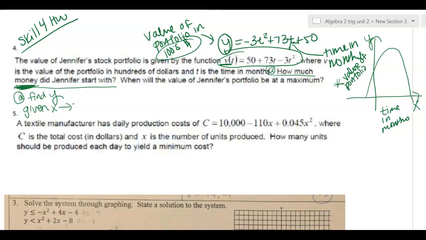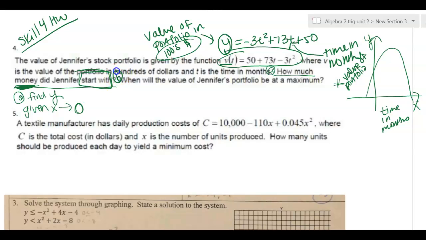And it says, how much money did Jennifer start with? So remember, X is time that's gone by in months. So starting would be 0 months. It would be the very beginning of the time that she invested the account. And so I would understand here that I have to plug in 0 for X in order to find Y.